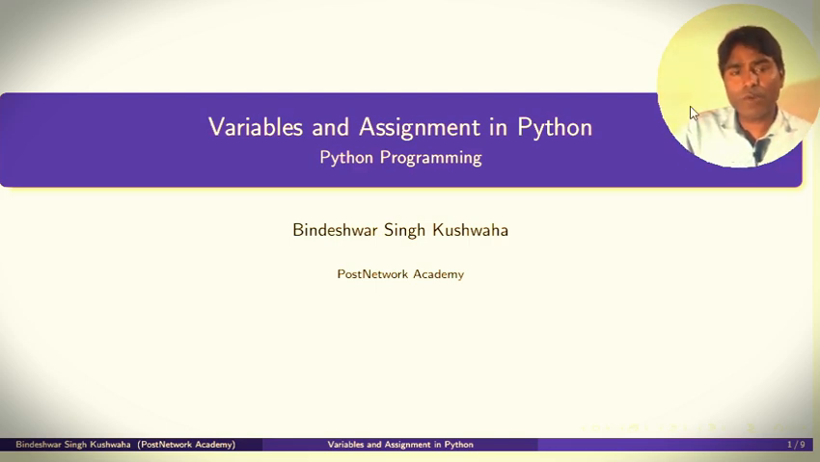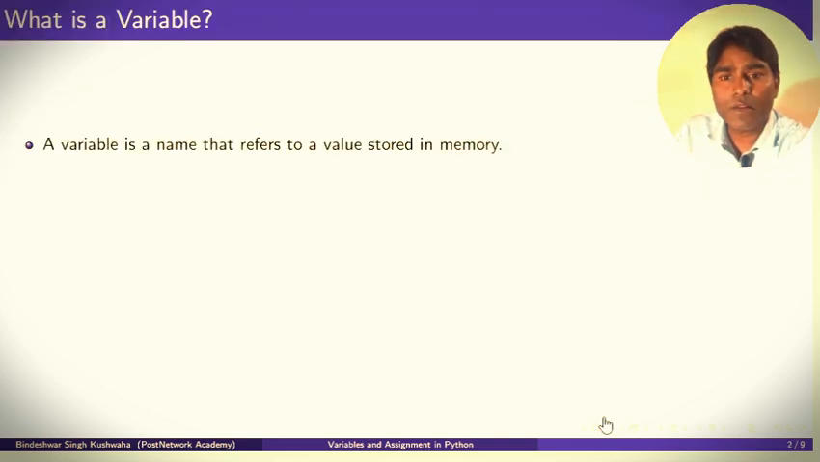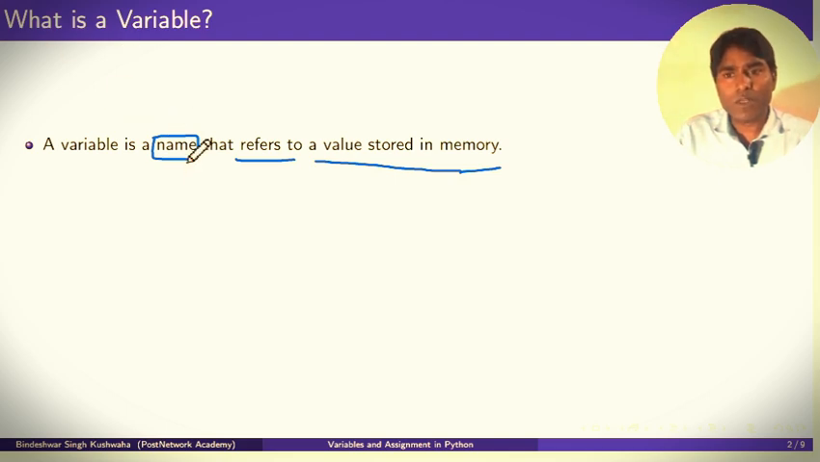So first of all, we will see what a variable is. A variable is a name. First of all, you have to understand that it is like a human being's name. A variable is also a name. What does it refer to? It refers to a value stored in a memory location, you can say.